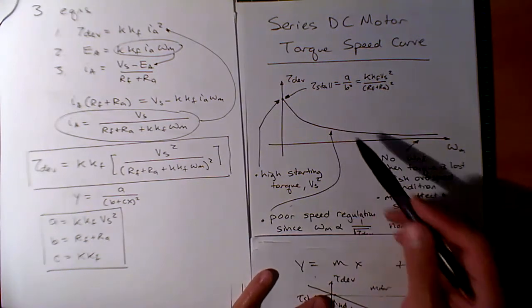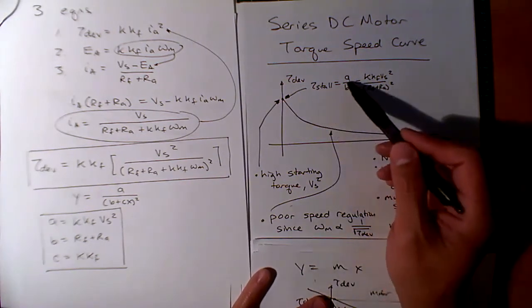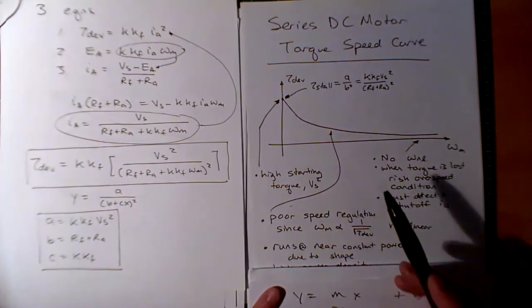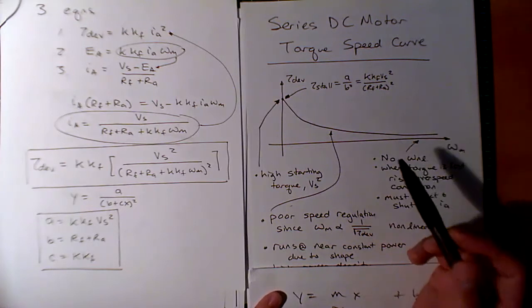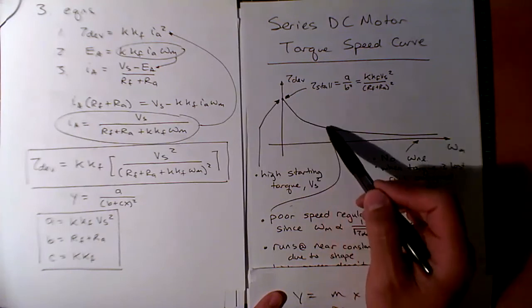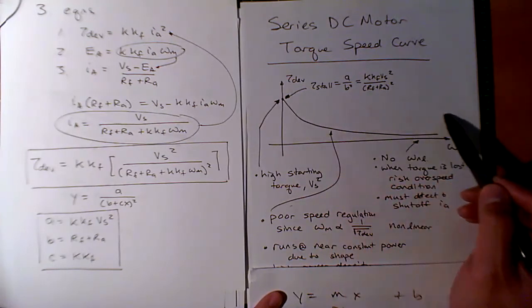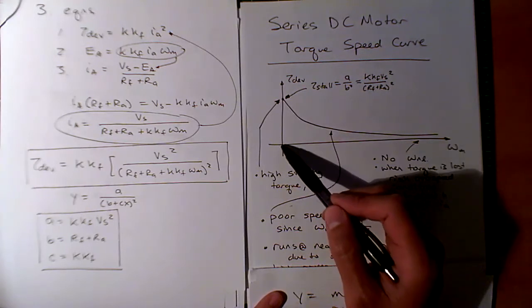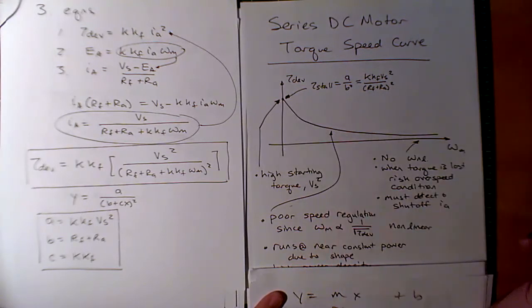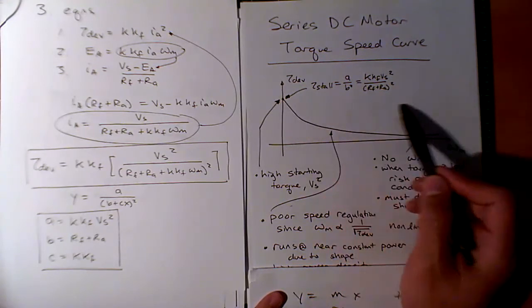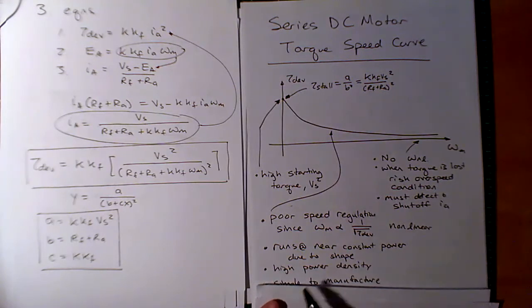There's poor speed regulation since the speed is proportional to the square root of the torque, right? And it's nonlinear, but it does run at near constant power, right? Because if you did torque times speed, torque times speed, torque times speed, you get a flatter curve. As opposed to what you had before, like this parabola, here you're going to have, of course, 0 here and 0 way out at infinity, but you're going to get something that looks like this, which is much flatter, and that's why you have this near constant power, okay?